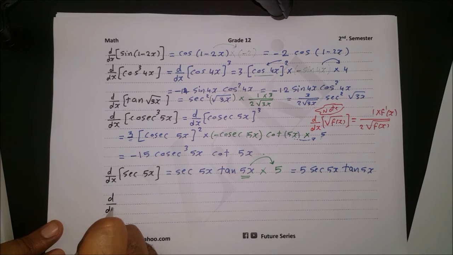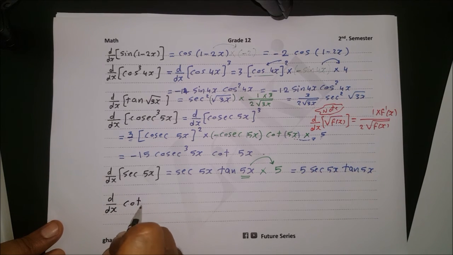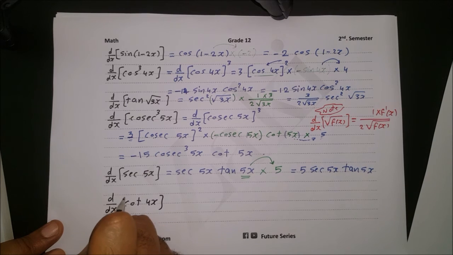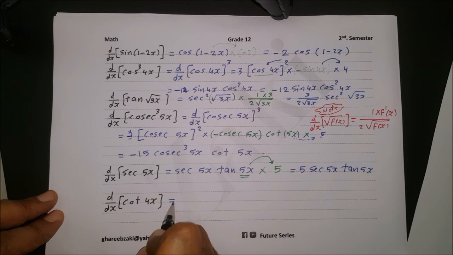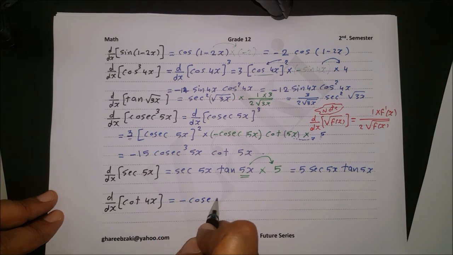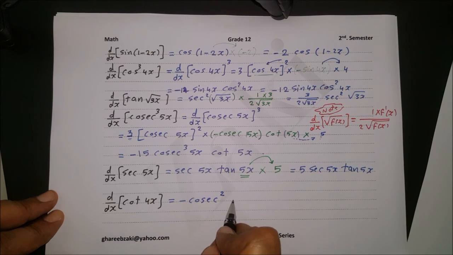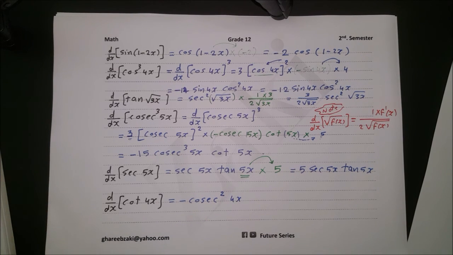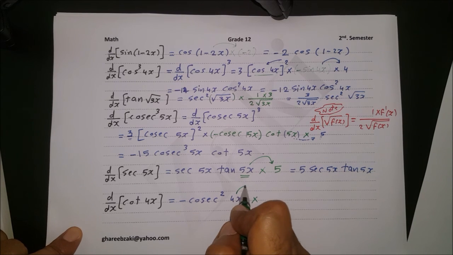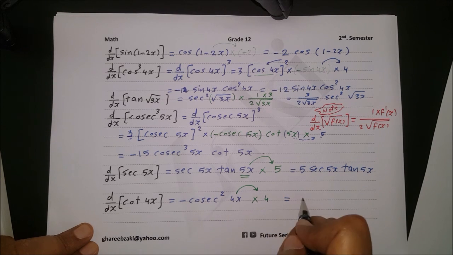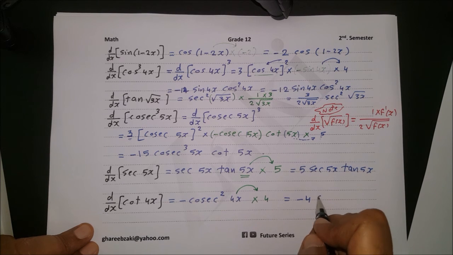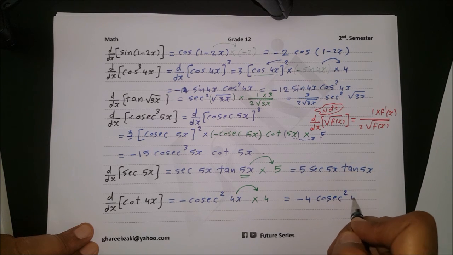d by dx of cotan 4x. Now, the derivative of cotan is negative cosec squared. So it's negative cosec squared 4x, multiplied by the derivative of the angle. The derivative of 4x is 4. The final answer in simplest form is negative 4 cosec squared 4x.